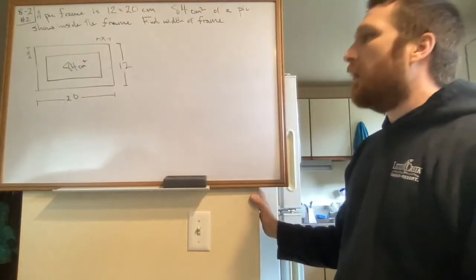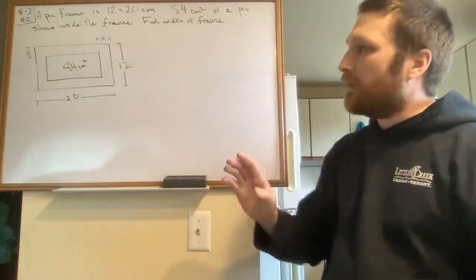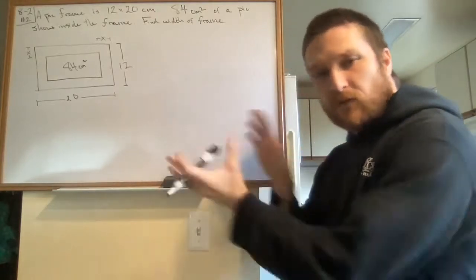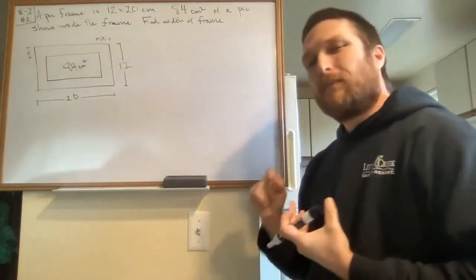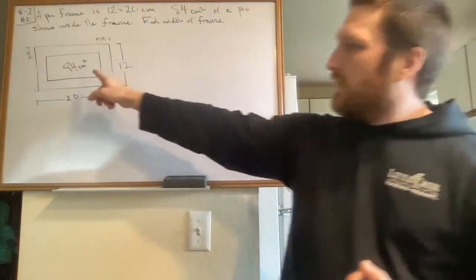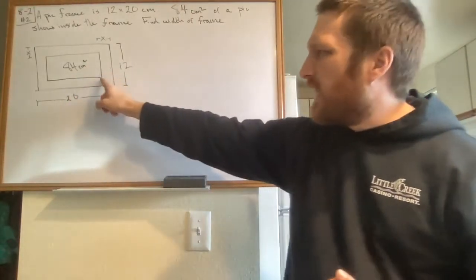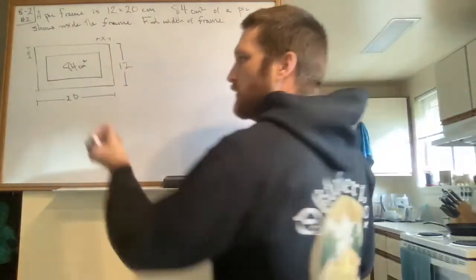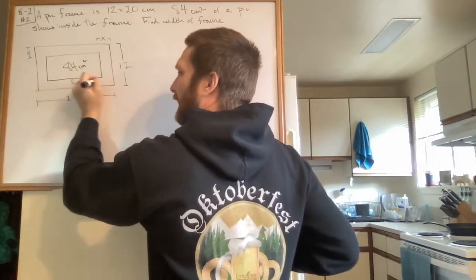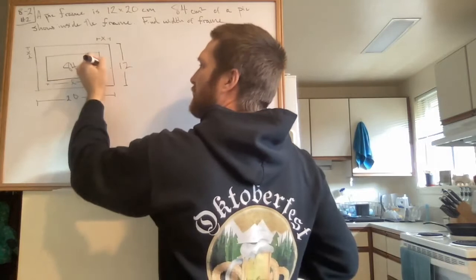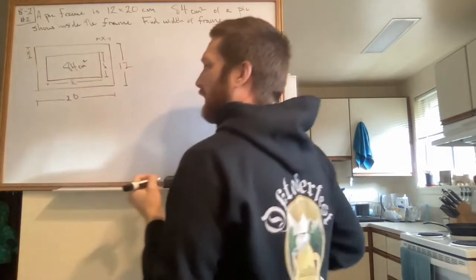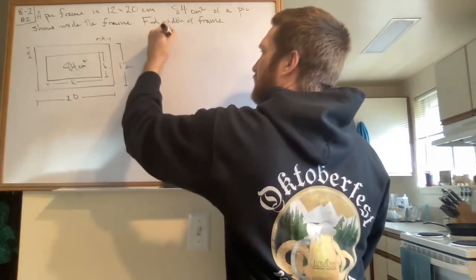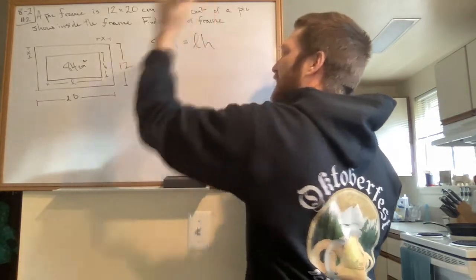Find the width of the frame. Right now I'm not 100% sure where to go, so I just want to get down as much information as I can. I've drawn a decent picture, but we could get a bit more out of it. This 84 square centimeters, how did we get that? It's that length right there by that height right there. So I'm going to label that too. I'll call this length L, from there to there. Here's the height, H. We know that L times H is 84 because that's given to us. So 84 equals L times H.